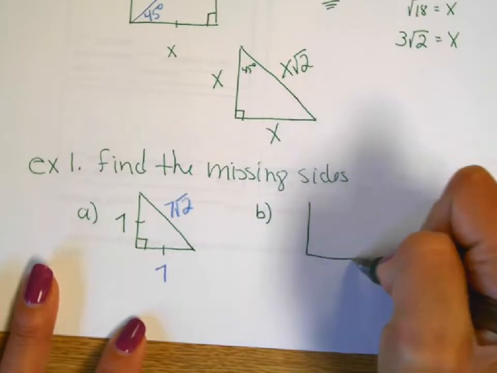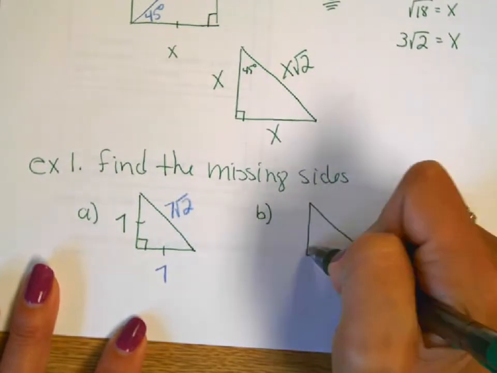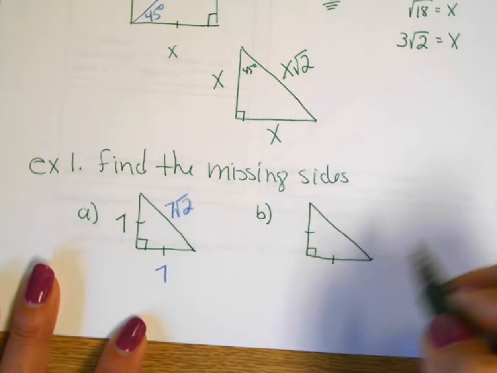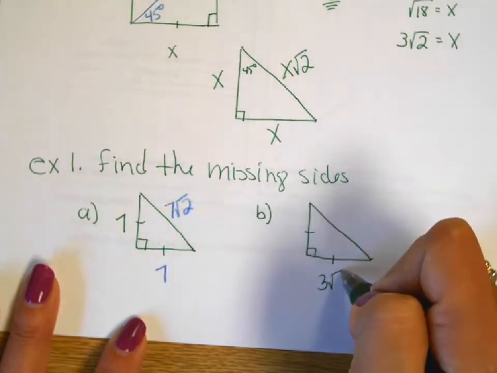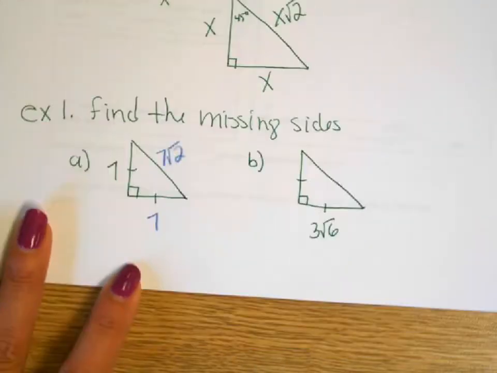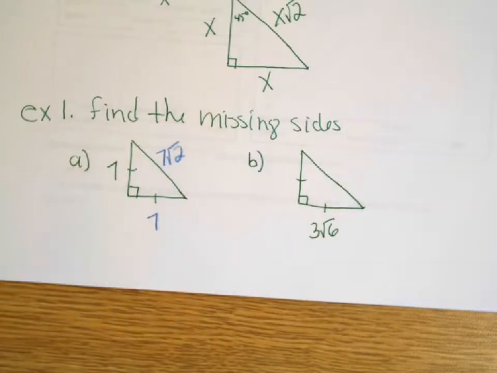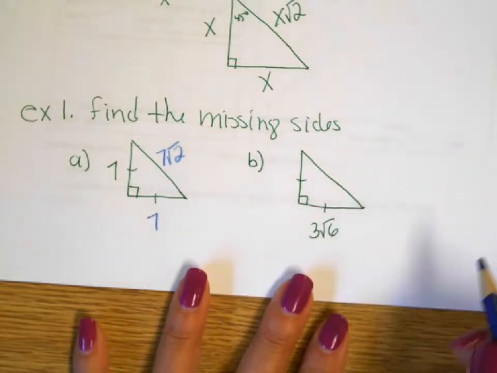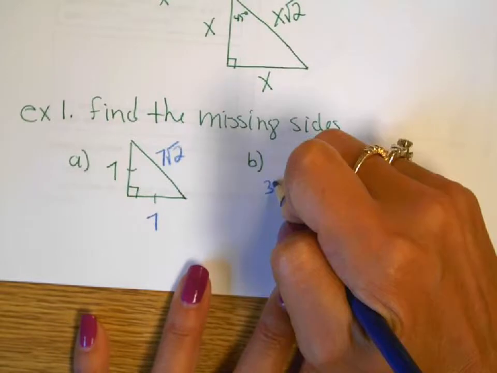Let me challenge you. Let me give you 3 square root of 6 on a side length. Oh, no. Not this one. Well, alright. I know one. Which one do you know? The one with the tick mark on it? Yes, it is 3 square root of 6.